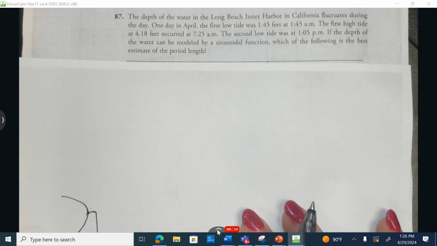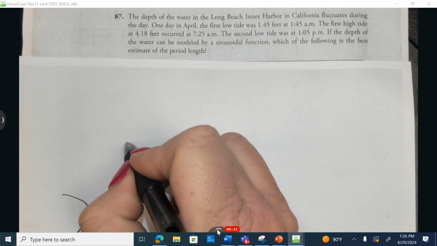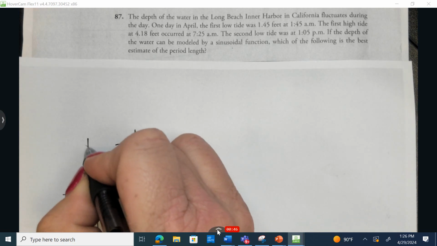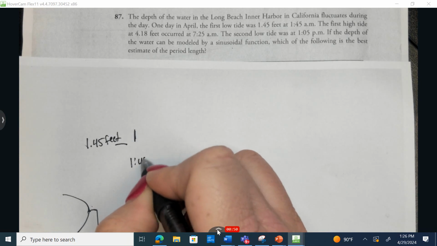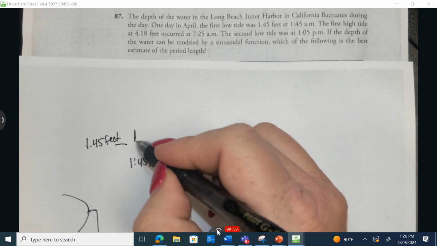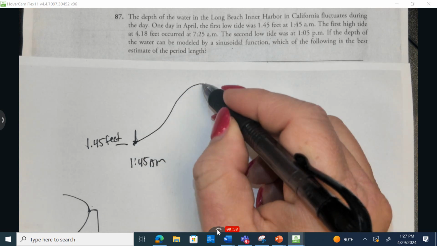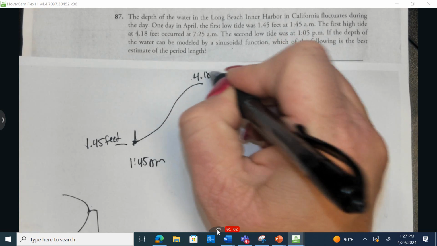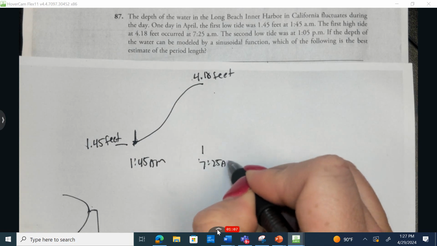On one day in April, the first low tide was, so we know it's a low tide, and we know it's going to follow a sine curve. So the first low tide occurred at a low point of 1.45 feet, and that occurred at 1:45 in the morning. Okay, gotcha, that's going to be right here. And then the first high tide, so way up here, the first high tide occurs at 418 feet, and that occurs at 7:25 in the morning.